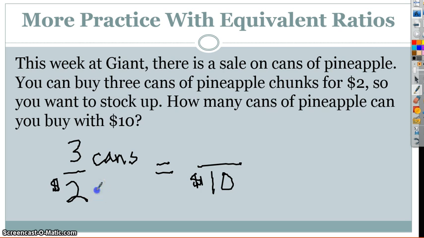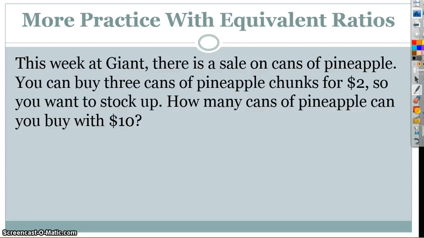We see here that 2 times 5 equals 10. So we know that we need to multiply 3 times 5 also, which equals 15. We can purchase 15 cans of pineapple for $10. That's a pretty good deal.